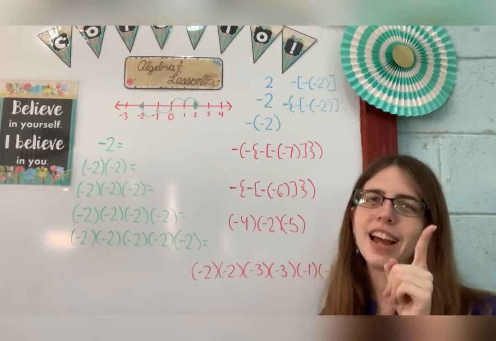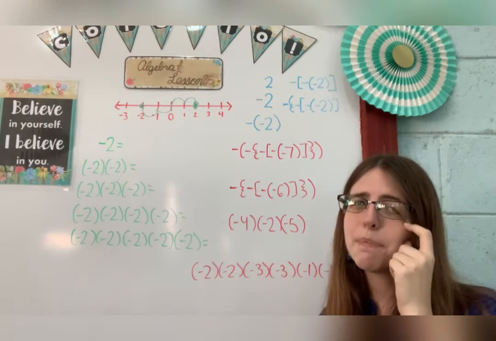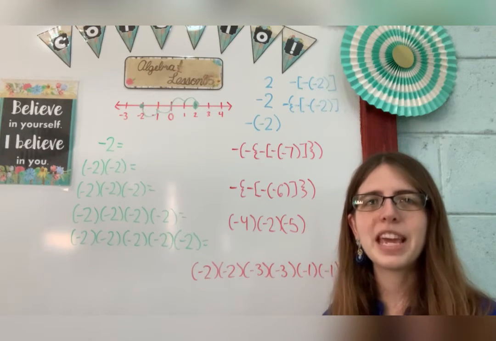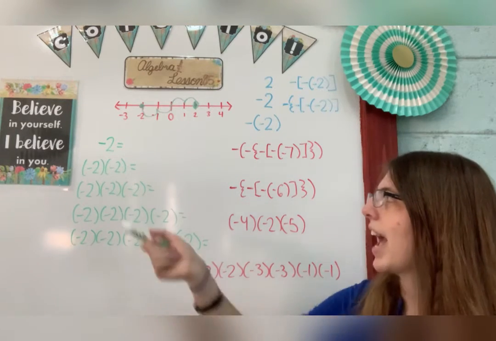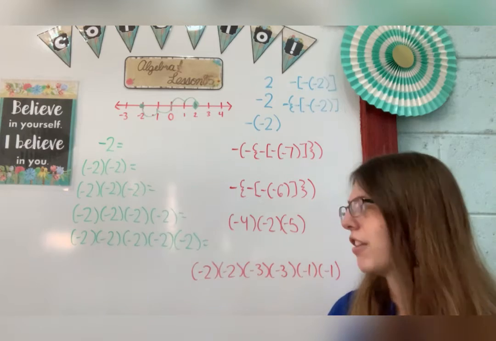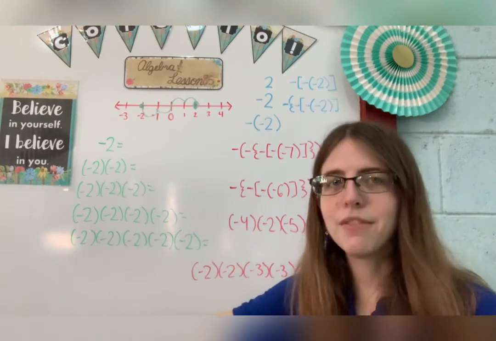Now don't worry, it's not going to stay confusing like that. I just want you to keep it in your mind that that's what we're thinking about. Look at this. If I have the opposite of 2, I know that that's what? -2, right? Simple.